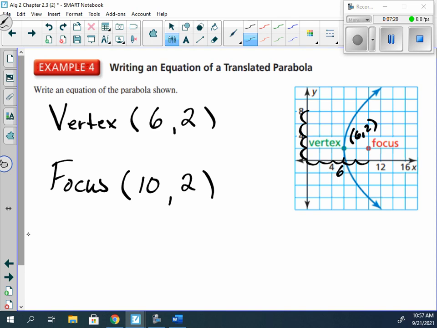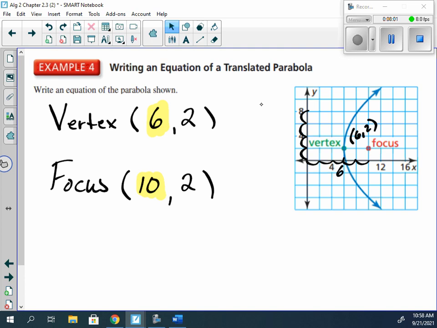Now we did talk about this yesterday, the way that we can use the vertex and focus to figure out which one of the two equations it is. What are we looking for when we look at these two here? So which one has a different number? X, because at the vertex it's 6, at the focus it is 10. Which one of the two general equations does the x value change from the vertex to focus?